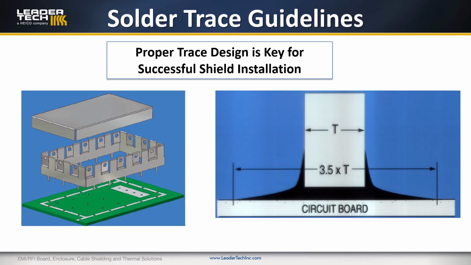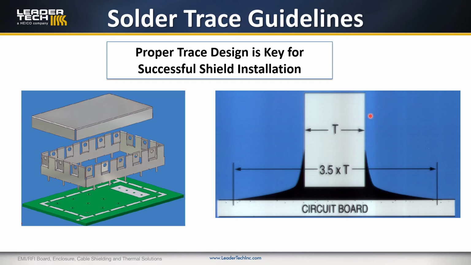Throughout the presentation here, we've been talking a lot about traces and designing shields to fit on the circuit board trace. And proper trace design is one of the biggest key components for being successful with installing your circuit board shield. Over on the left here, you can see this is a circuit board trace, and then this frame is installed on the trace. When we talk about the trace, we want it to be a minimum of 3.5 times the material thickness.